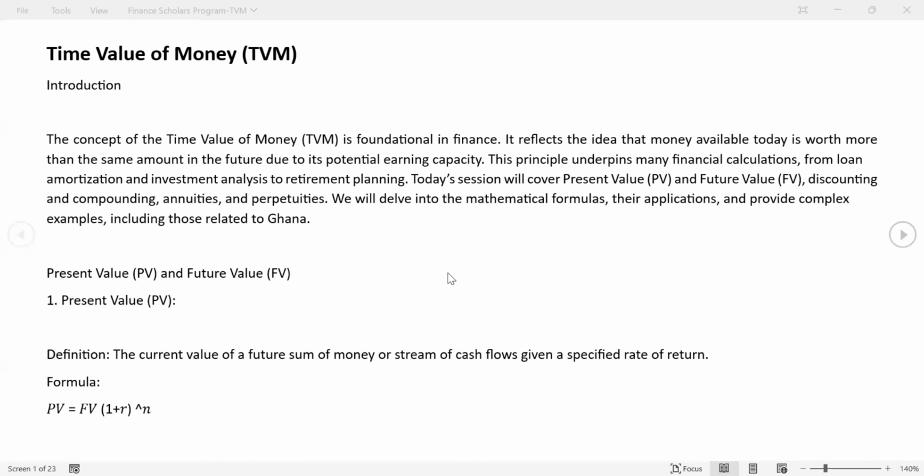All right, so we have time value of money. What's time value of money? The concept of time value of money is foundational in finance. It reflects the idea that money available today is worth more than the same amount in the future due to its potential and capacity. The time value of money just tells us that a dollar today is worth more than a dollar in, what, 3 years, because of various factors like inflation, interest rate changes, and all that.